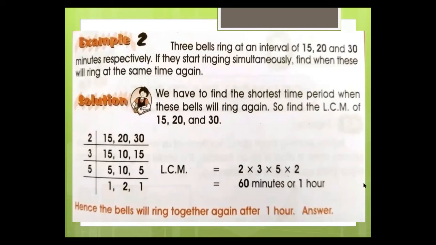What does this mean? It means that the first bell which rings at 15 minutes, the second bell which rings at 20 minutes, and the third bell which rings at 30 minutes, all of these three bells ring together after 1 hour. Okay, hope you all understand very clearly.